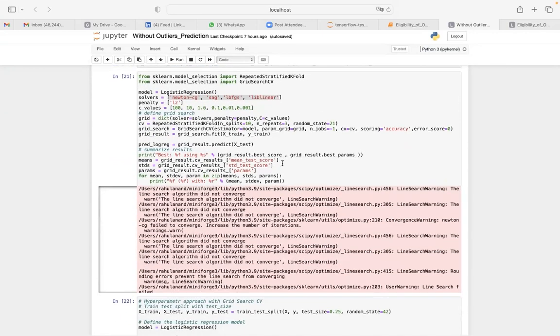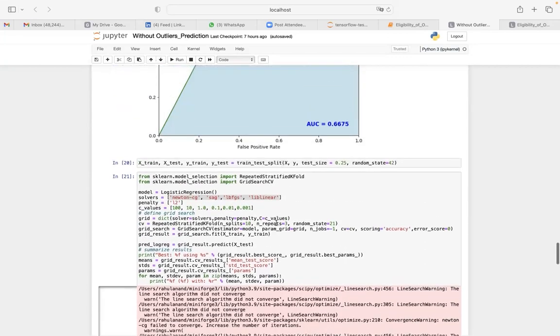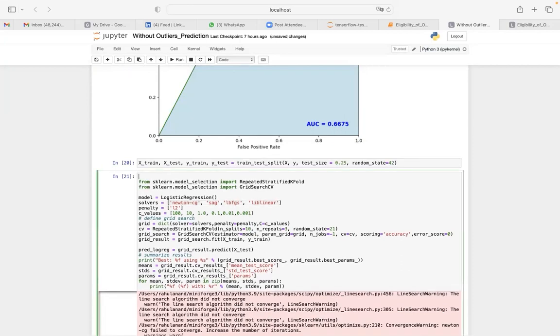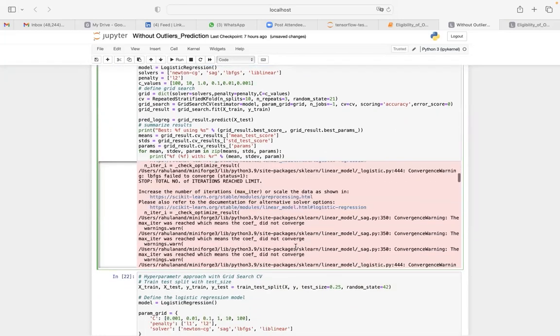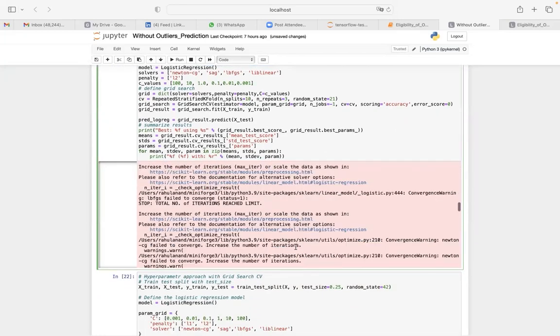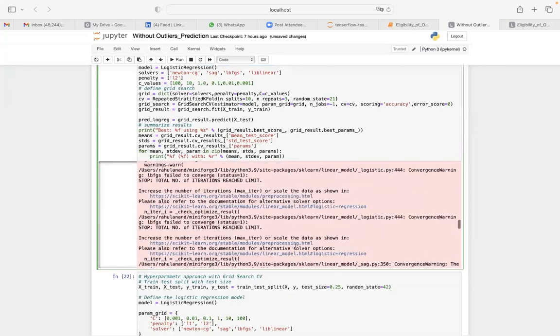And obviously, this is something which we haven't discussed. So this is basically a logistic regression with hyperparameter tuning. When we do that, it has thrown some warning. Ignore that. When you go to the very bottom, you will see.